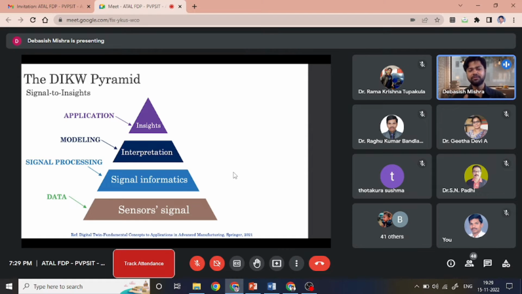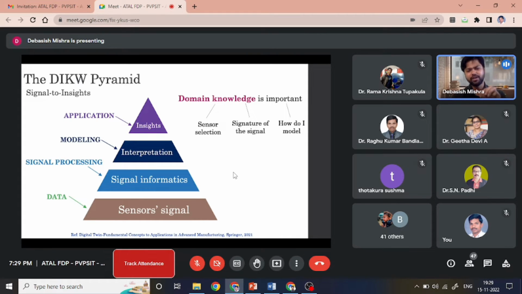When we have all this information, we need to make the interpretation. The interpretation can be in the form of modeling. So when you have the signal processing developed on the data, giving meaningful information, we can automate the process by using machine learning models. Once we have the machine learning models ready and the process automated, we can have the insights or the application in the form of dashboards that show the insights to the operator.